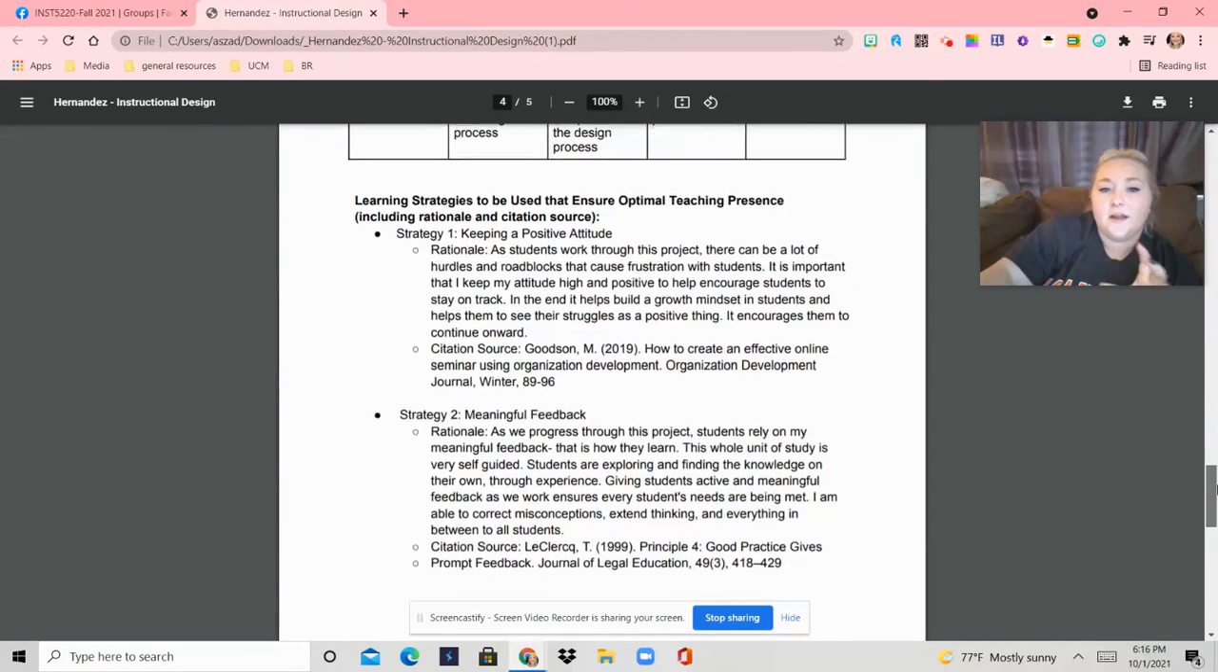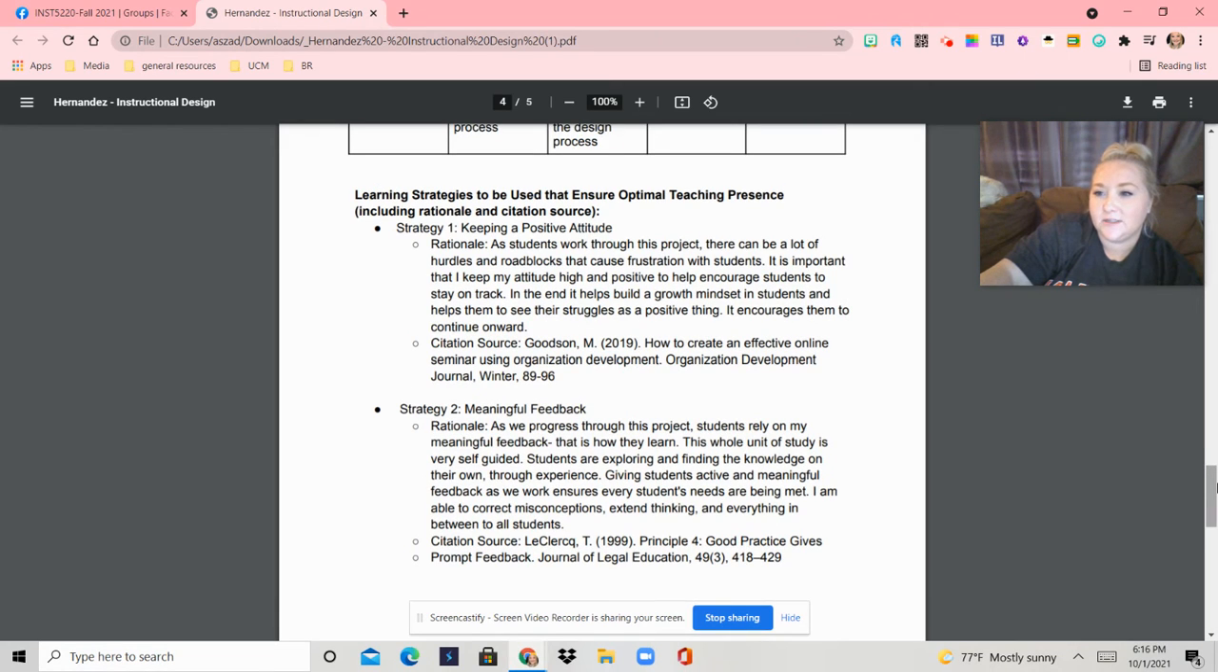And lastly here are my strategies. The 2 biggest ones that I put are keeping a positive attitude and meaningful feedback. With this project being so hands-on, it's important for me to have a positive attitude to help encourage them to keep going. The same goes for meaningful feedback: they're doing the learning. I'm not teaching, I'm just facilitating at that point. So it's important for me to give meaningful feedback with their designs, not "hey, great job on this," but really diving deeper and giving very specific, defined compliments or feedback to make sure that they're getting what they need educationally.